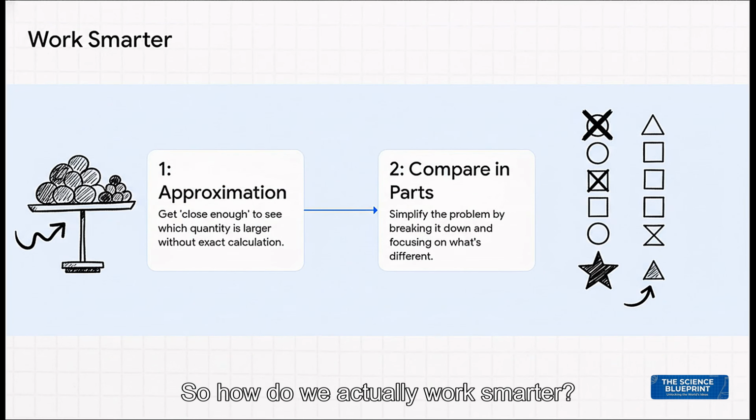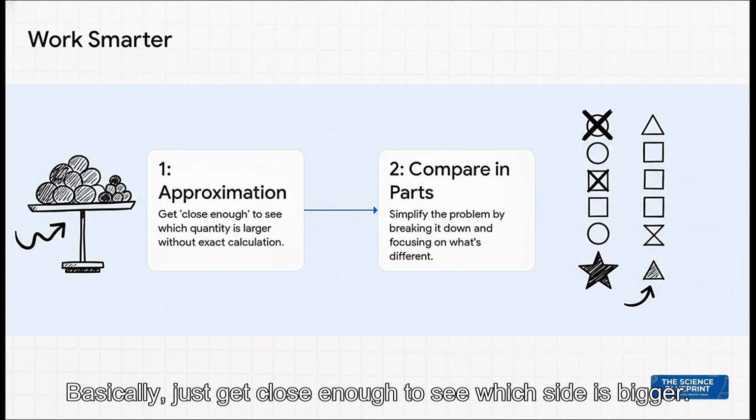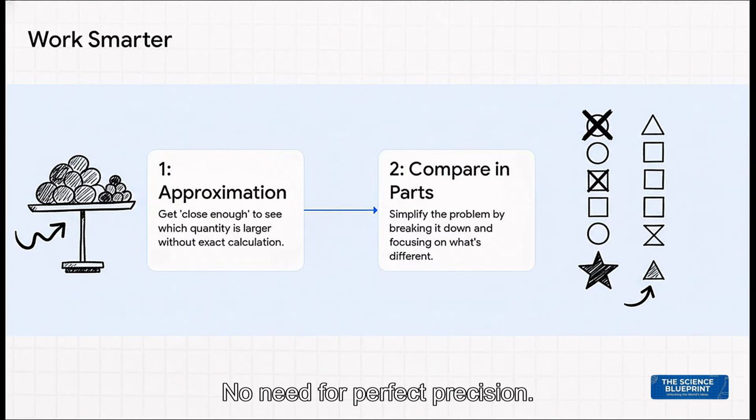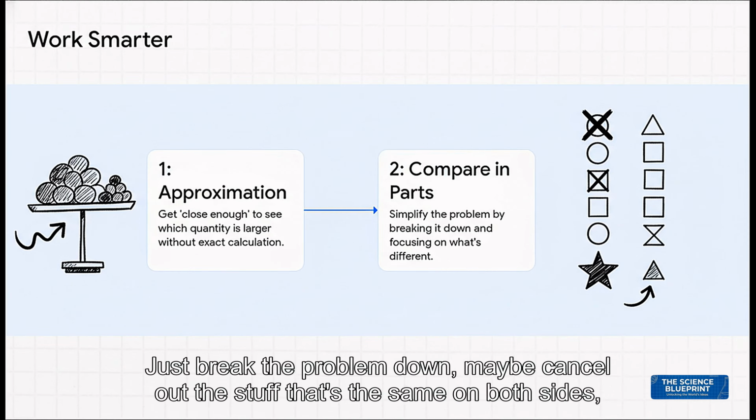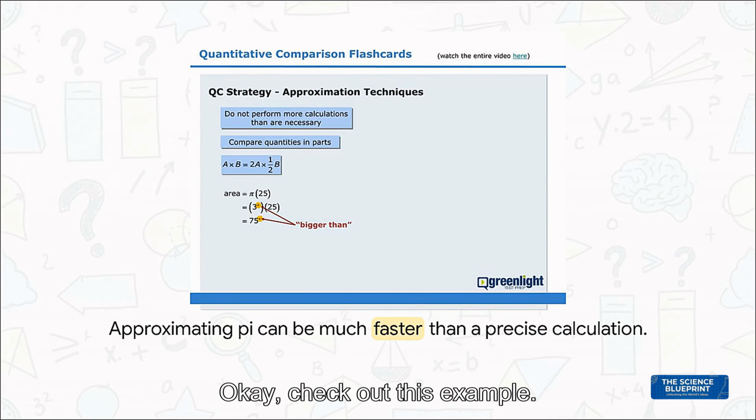So, how do we actually work smarter? Well, we've got 2 main ways. First up is approximation. Basically, just get close enough to see which side is bigger. No need for perfect precision. And the second way, compare the quantities in parts. Just break the problem down, maybe cancel out the stuff that's the same on both sides, and only focus on what's different.